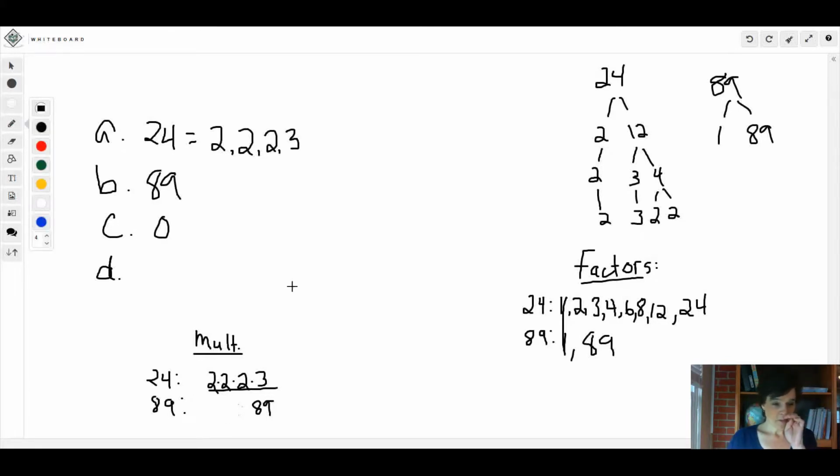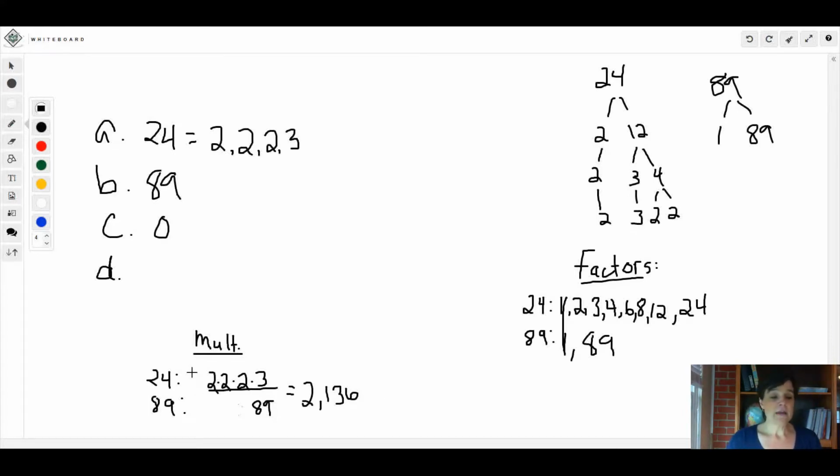Okay, so what we do is we cross out any numbers that are the same in both. They don't have them, do they? No numbers that are the same in both. So that means we have to multiply all these together. So 2 times 2 times 2 times 3 is 24. And then we would take 24 times 89. And so you're going to get a big number. 2,136 would have been the lowest common multiple.